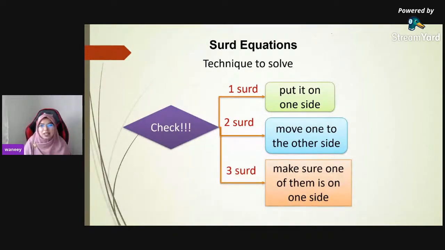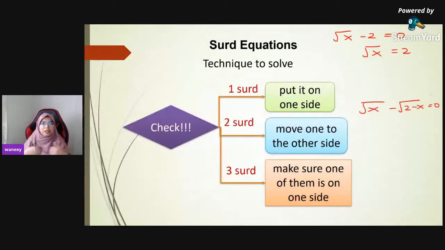So that means if let's say you have square root of x minus 2 equal to 0, then only leave the set on the left hand side and bring the 2 to the right hand side. So we're going to get square root of x equal to 2. Then we can move to solve them. If let's say you have two sets, then move one to the other side. So let's say you have square root of x minus square root of 2 minus x equal to 0.